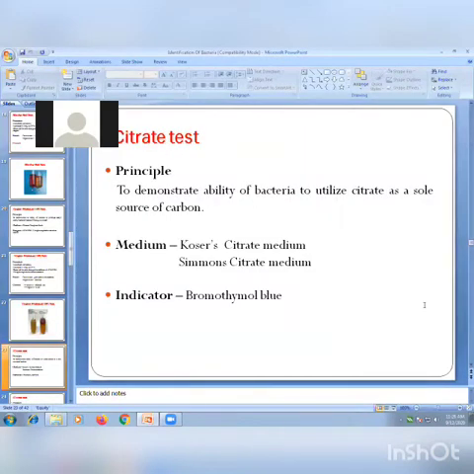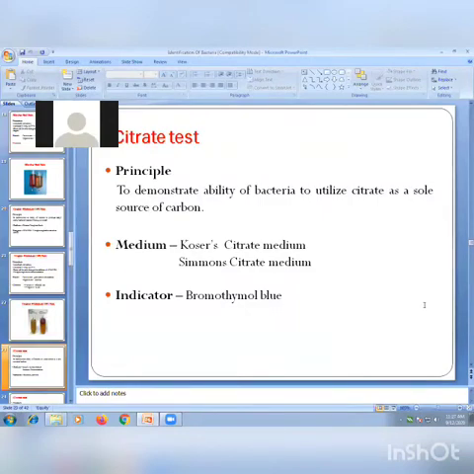Now, the citrate utilization test. So in IMViC, what do we learn? I for indole, M for methyl red, V for Voges-Proskauer, and C for citrate. So the citrate utilization test. What is the principle? To demonstrate the ability of bacteria to utilize citrate as a source of carbon. Few bacteria have the ability to utilize citrate as a source of carbon.